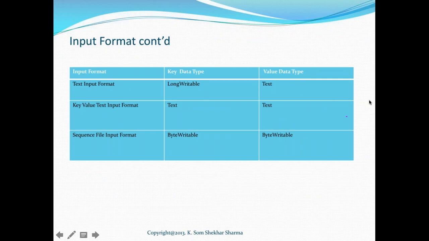And in TextInputFormat, the offset is of type LongWritable and the value is of type Text. That's your entire record, which comes as the value.